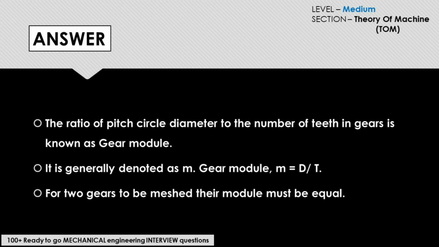It is generally denoted as small m. The mathematical formula for gear module is m is equal to d by t. For two gears to be meshed, their module must be equal.